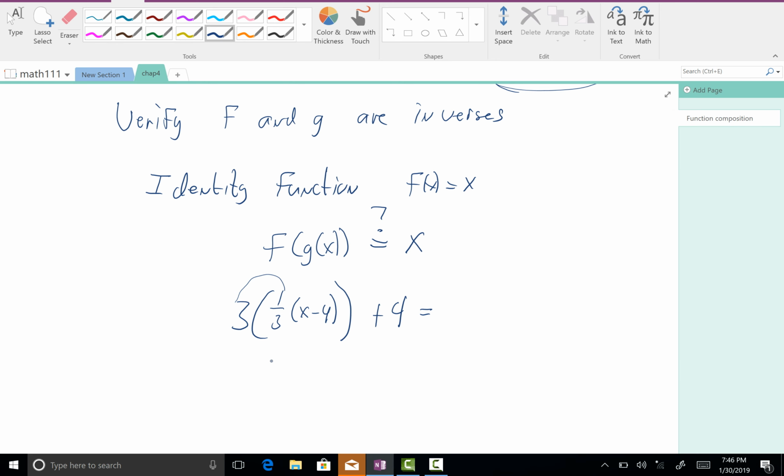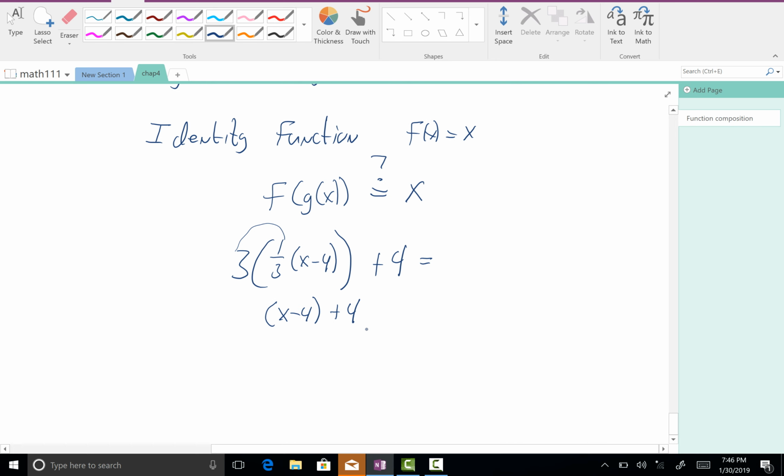Yeah, I get 1, right? So I'm just going to get x minus 4 left over inside there. Now I'm going to add 4 to that. So what's going to happen to the negative 4 and the 4? What's going to happen to them? 0, so we just get, oh, how about that? We just get x. All right?